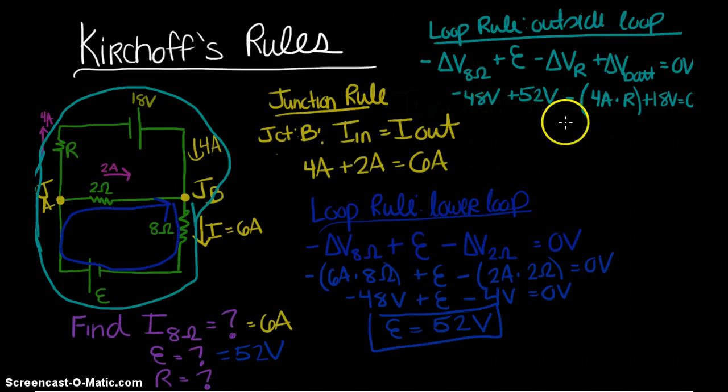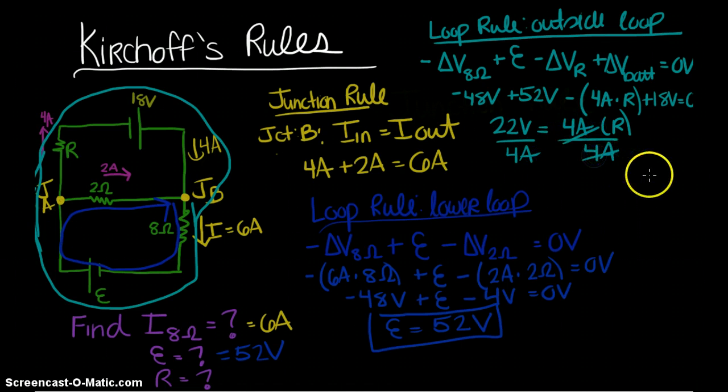Okay, when I sum up these three whole numbers, 52 minus 48 plus 18, I get 22 volts. So I've got 22 volts equals 4 amps times this unknown R. So I'm going to divide both sides by the 4 amps. And we come to find that R is equal to 5.5 ohms.